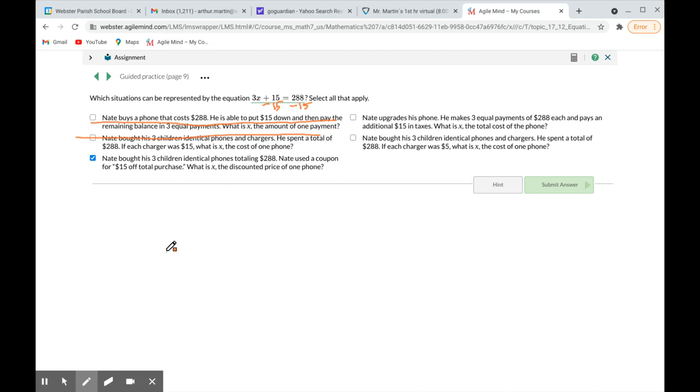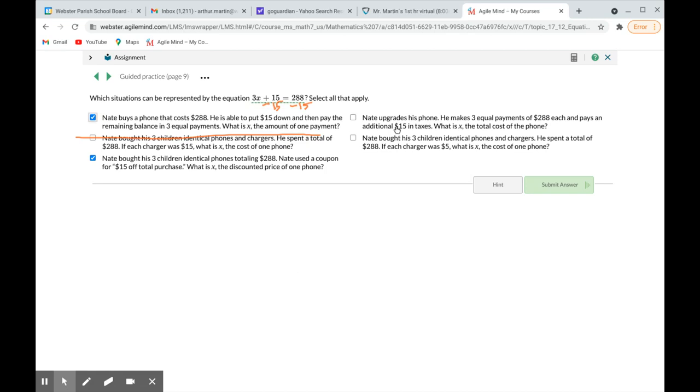All right. What about that first one? Would it work, the one that I marked out? Nate buys a phone that costs $288. He puts $15 down towards his payment, and then he repays the remaining balance in 3 payments. Would that work? Yes. Yeah, it would work, because that's going to be the same thing, isn't it?